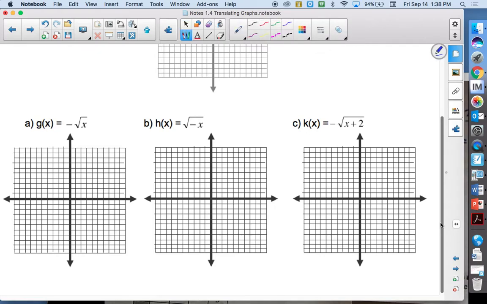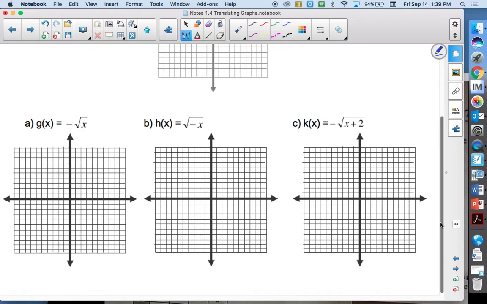The first one, we have g of x equals negative square root of x. So before you even graph it, can anybody explain the reflection? That's the one thing we want to look at. Sabrina. It'll be on the x-axis. So she said it's going to reflect on the x-axis. What becomes negative in this? The result of the square root of x.